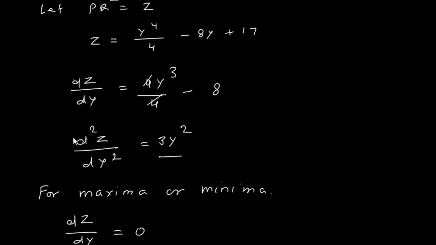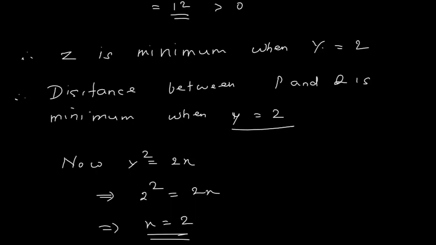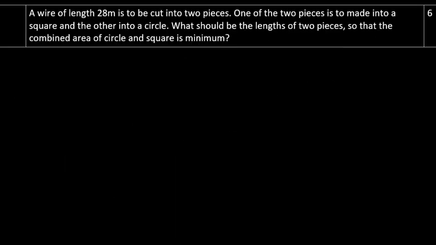Yes, simple question. Okay. Now let us move to the last problem. Now here the fourth question is, a wire of length 28 meter is to be cut into 2 pieces. One of the 2 pieces is to be made into a square and the other into a circle. What should be the length of the 2 pieces so that the combined area of the circle and square is minimum? So we will consider, let x meter be the side of the square.